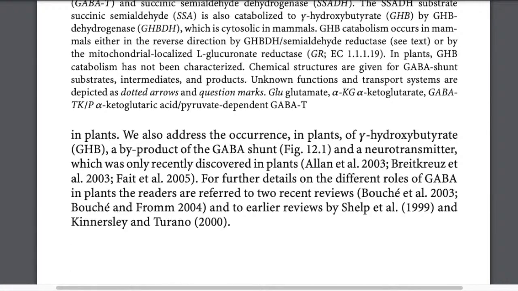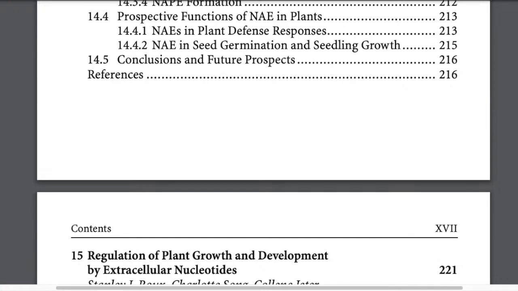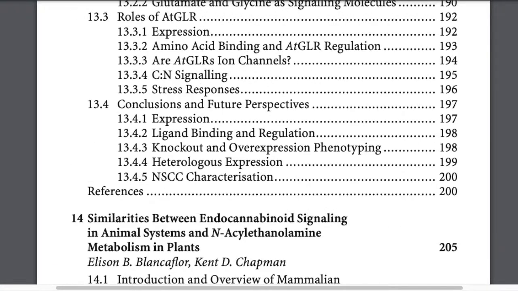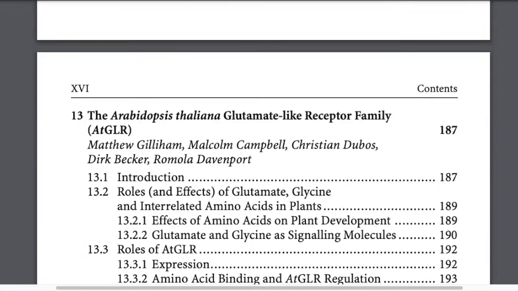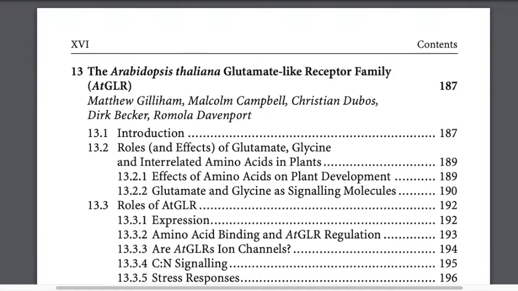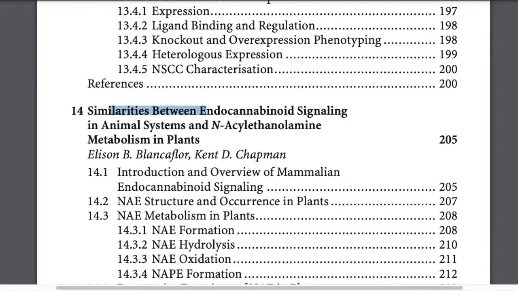All right, so let's get back to the table of contents. That was a digression. Okay, so we were right over here. Number 13, I can't even say that much, so we're not doing that. We're doing similarities between endocannabinoid signaling. There we go, that looks like the right one. Introduction, overview of mammalian endocannabinoid signaling. It's only two pages long. This is probably worth reading.